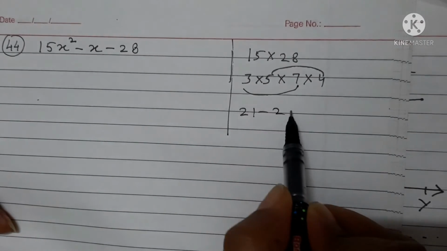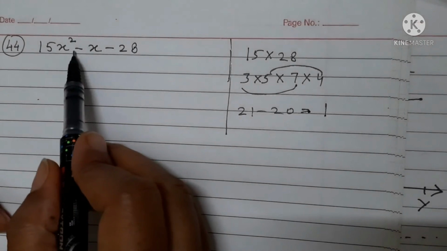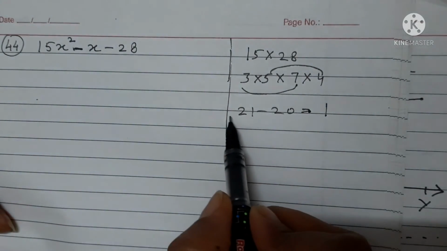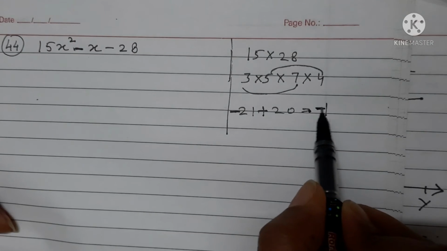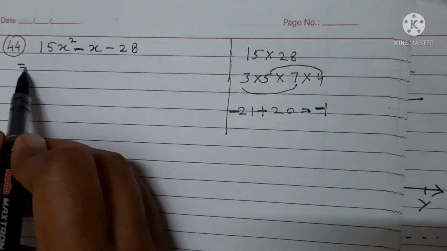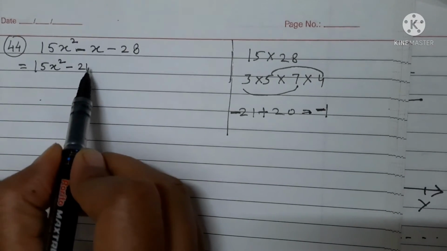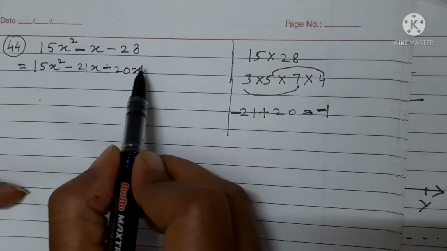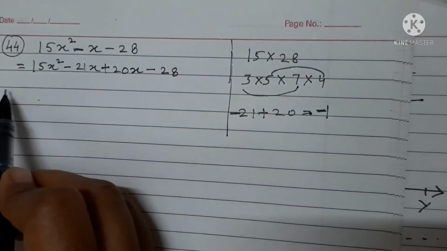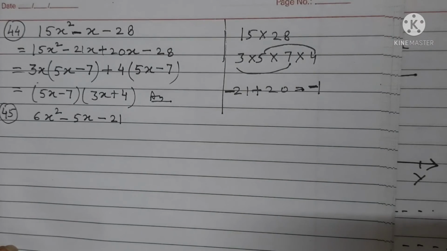So 21 minus 20, you will get 1, but here is a minus sign, so it means the bigger number should be negative, and this is plus, so you will get minus. Now write down here 15x square minus 21x plus 20x minus 28, and take common and solve and get the answer.